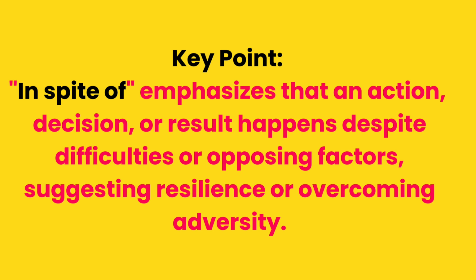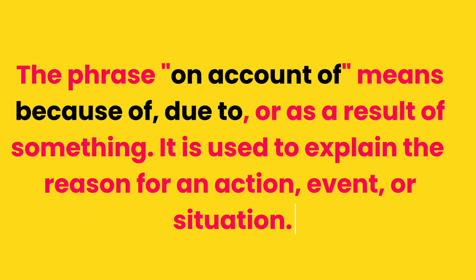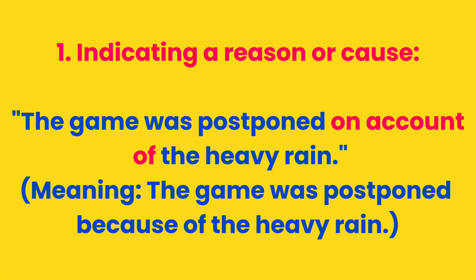On account of. The phrase "on account of" means because of, due to, or as a result of something. It is used to explain the reason for an action, event, or situation. Examples. 1. Indicating a reason or cause. The game was postponed on account of the heavy rain. Meaning, the game was postponed because of the heavy rain.